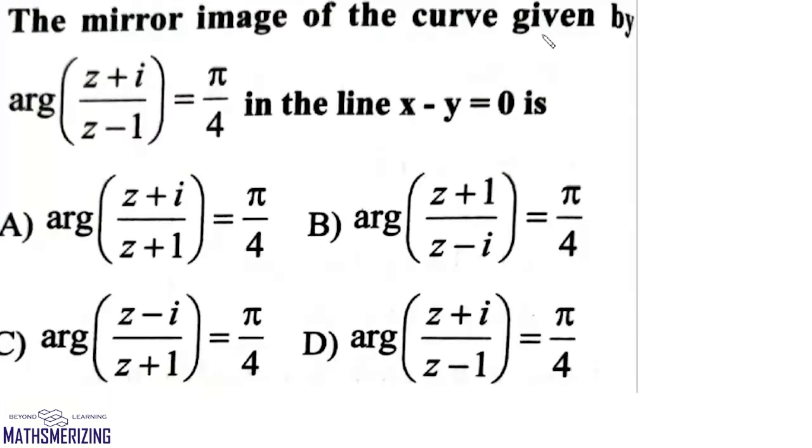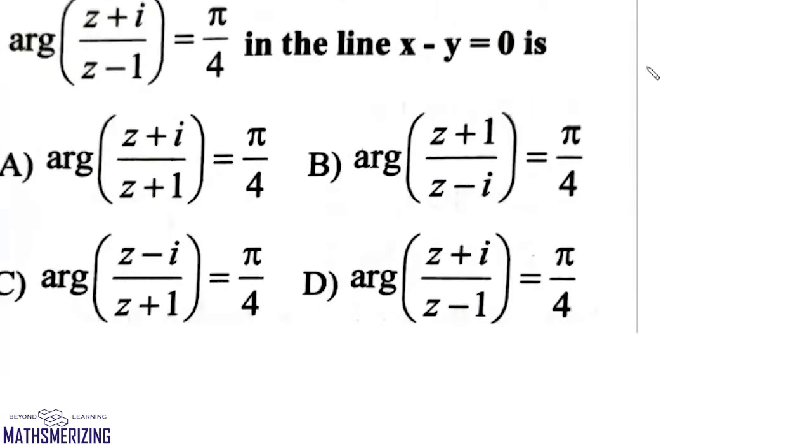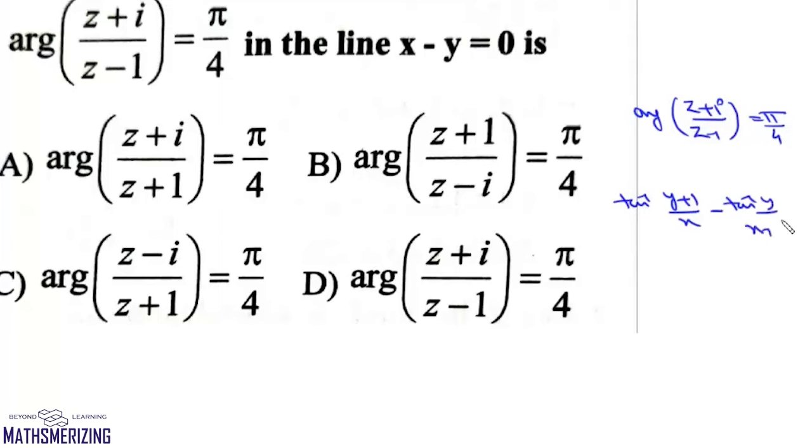Now we need to find mirror image of this curve given by argument (z plus iota) upon (z minus 1) equals pi by 4 in the line y equals x. Now what we are given is argument of (z plus iota) upon (z minus 1) equals pi by 4. Now we can write this as tan inverse (y plus 1) by x minus tan inverse y upon (x minus 1), and it will be pi by 4.